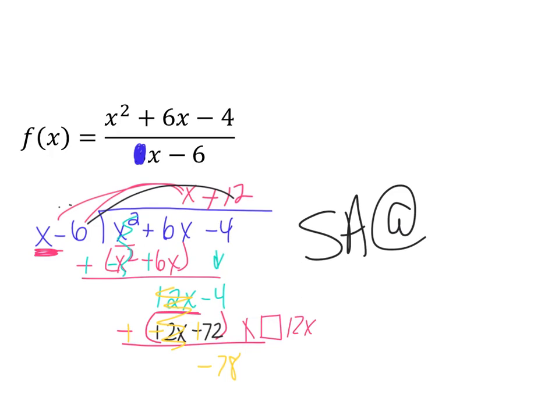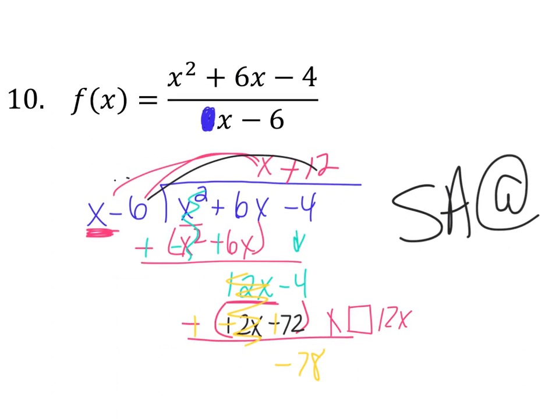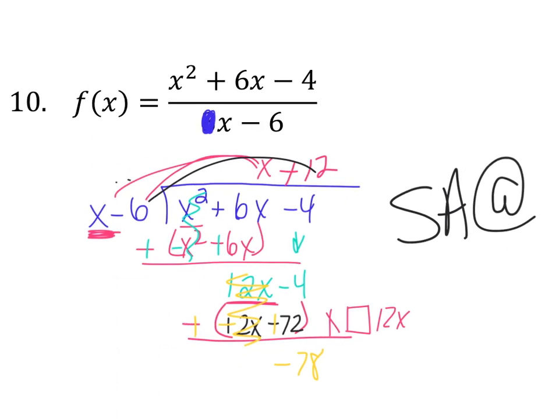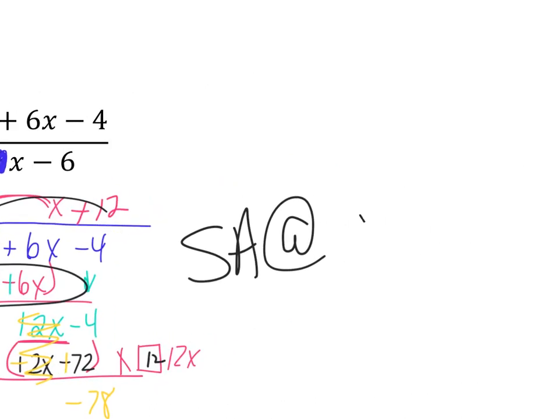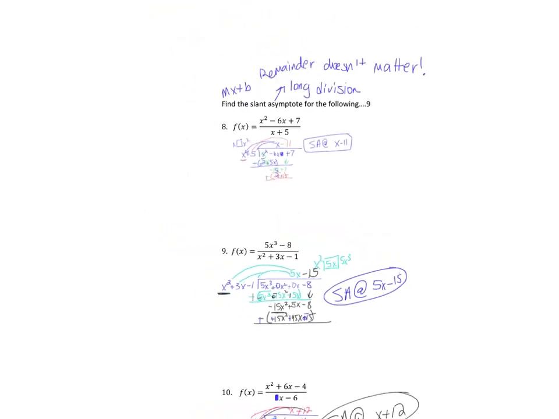No. Why? Because right here we distributed the negative. So it was 6 and 6 is positive 12. So then x into 12x is just 12. No. The slant asymptote? No. Your slant asymptote is at x plus 12. Remember, it's always going to be mx plus b. It's going to look like a line.